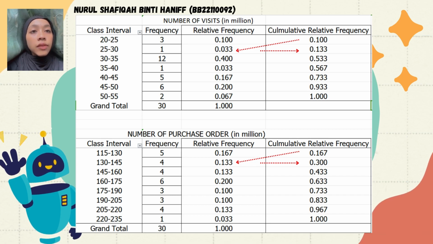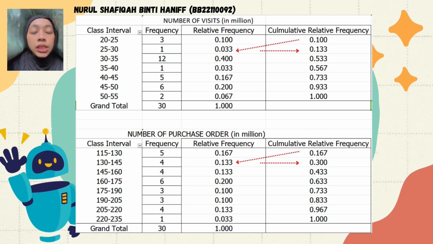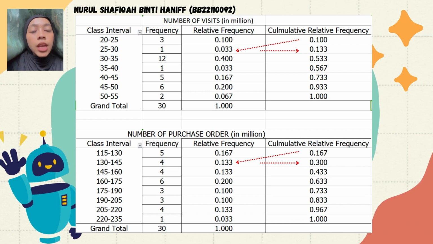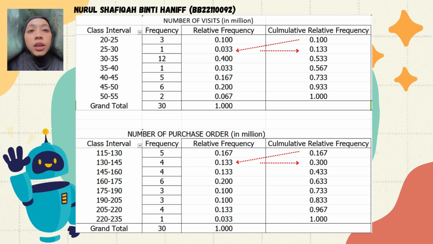As you can see, the class interval for number of visits is by 5 and the class interval for purchase order is by 15. I use Excel to find the frequency.